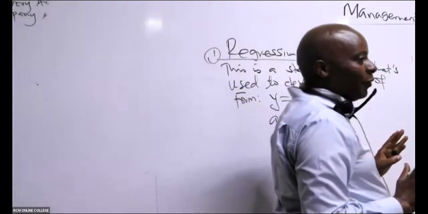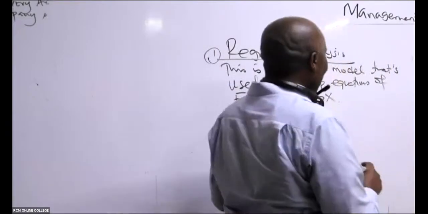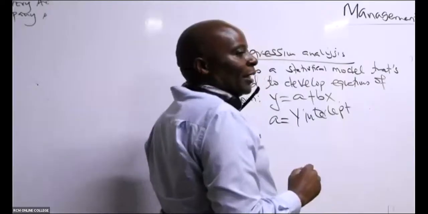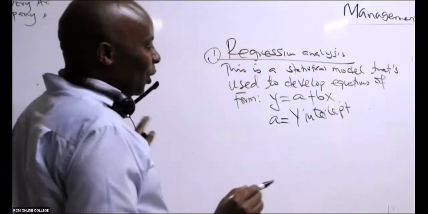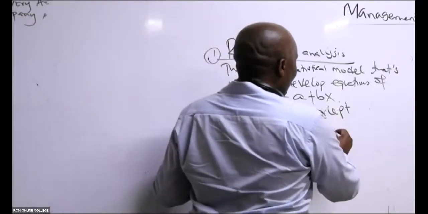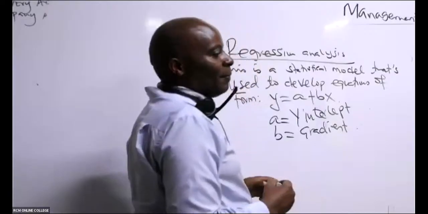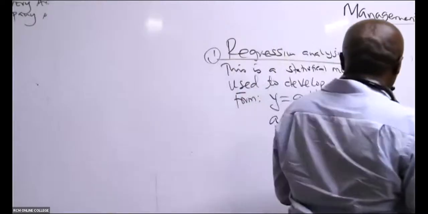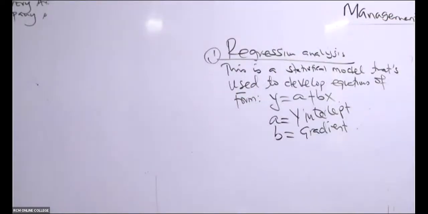In terms of cost, it will be fixed cost. But in a general straight line, this A stands for the y intercept. That's a normal straight line. And the B stands for what we call the gradient. Have you written like that? Y equals A plus BX, where A equals the Y intercept and B equals the gradient.